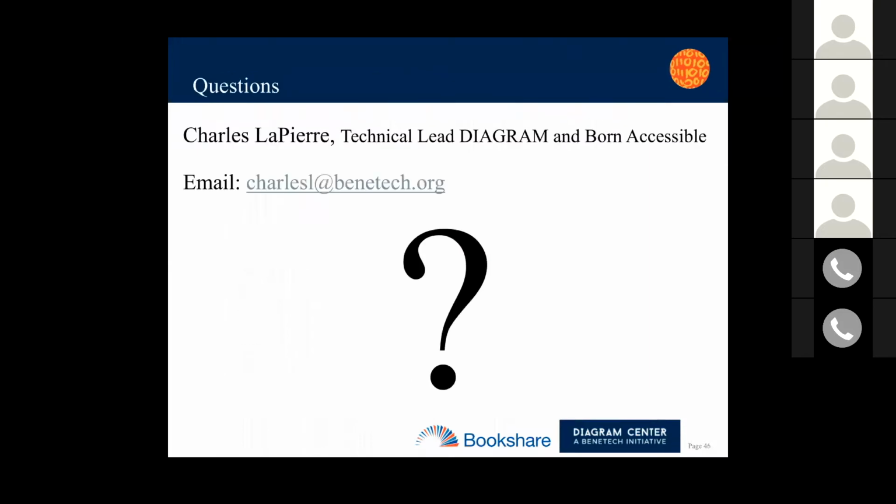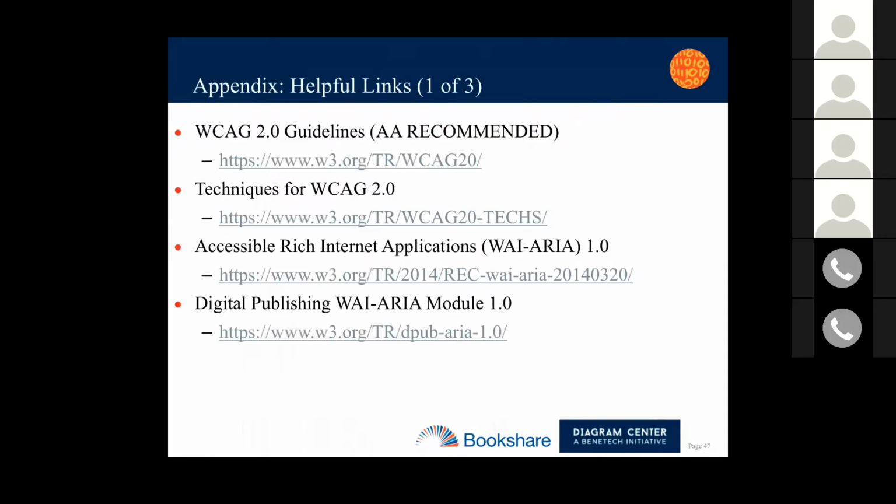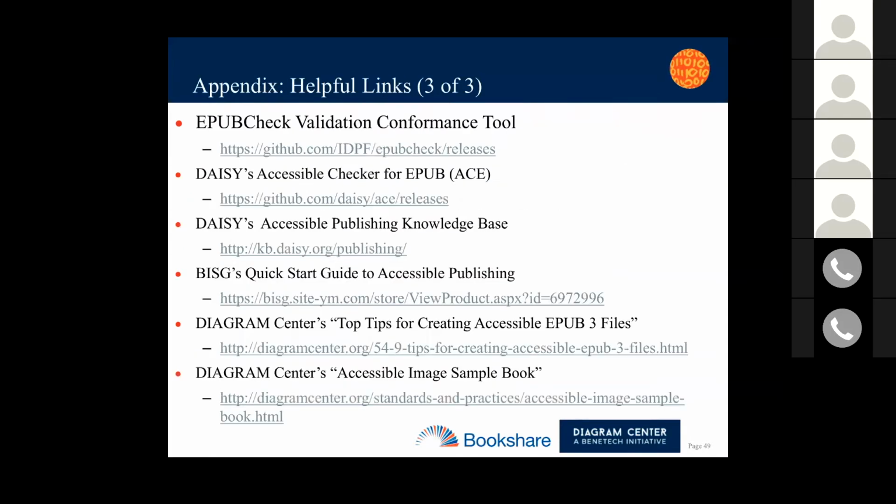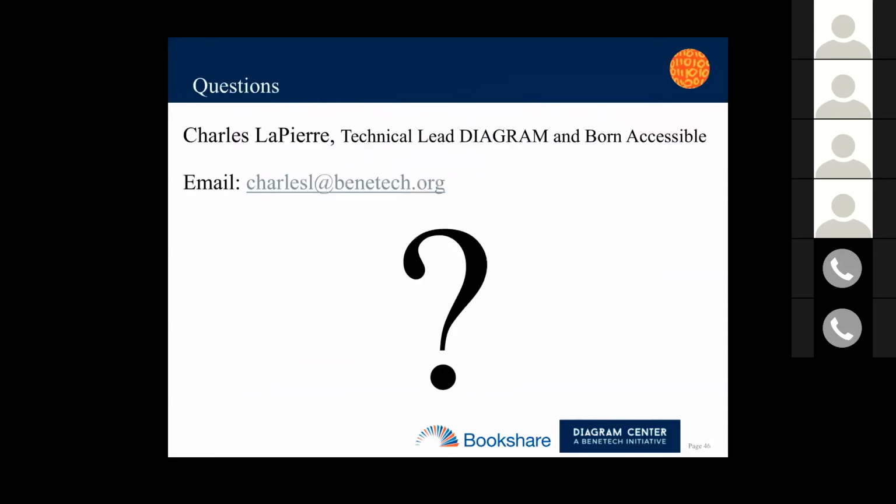So now I'll open up the floor to any questions, and let me just show you some of the appendices here. We have helpful links for the WCAG, the ARIA digital publishing module for the doc types, the guidelines, 1.0 specification and techniques, metadata, structure semantics, EPUBCheck, DAISY's ACE tool, the BISG Quick Start Guide, and the DIAGRAM Center's top tips and accessible image sample book, which Sue-Ann will get into on image descriptions in next week's call. But I'll leave it there for questions.